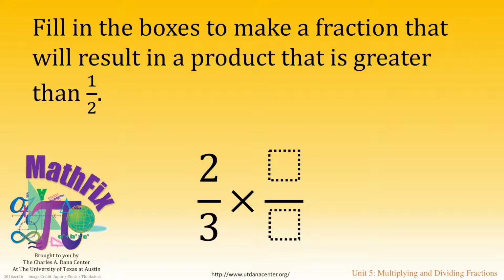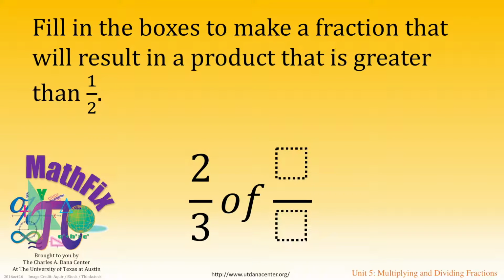algorithm does not do. We could begin by talking about how to read this kind of problem in a context. If we tell students that when reading this kind of problem the multiplication symbol says "of," it helps us to understand that this means 2/3 of some number is greater than 1/2.